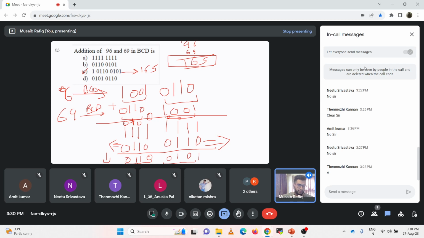A person has written option A. I hope that doubt got cleared, because that's a normal binary addition that you have done. But in BCD, if the addition result is greater than 10, we add 6 to the number. I hope that doubt got cleared. So now let's move on to any other doubts.